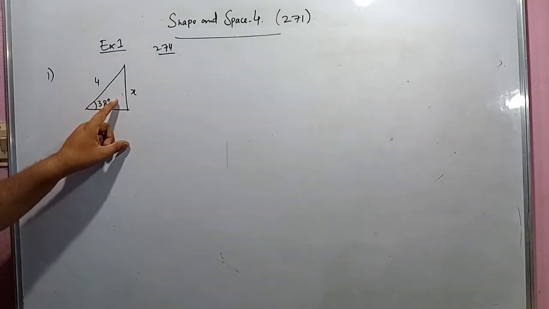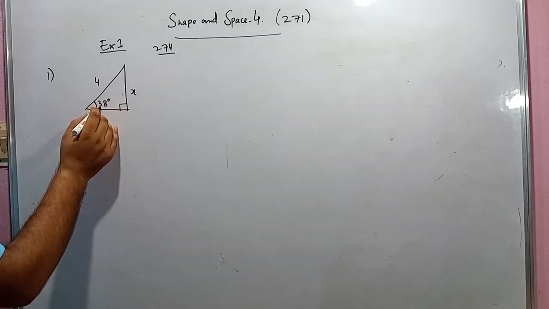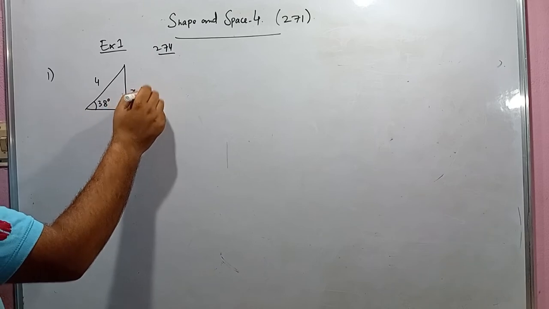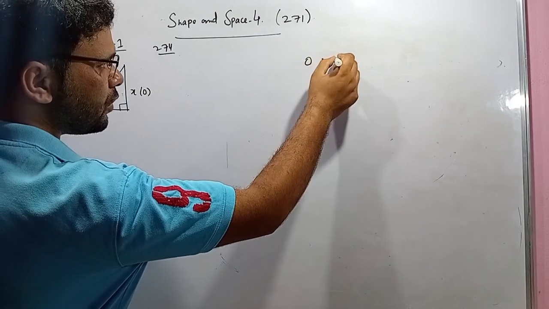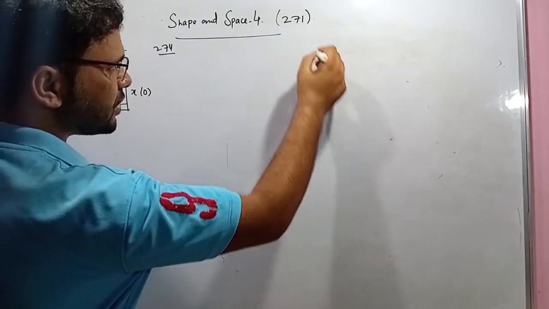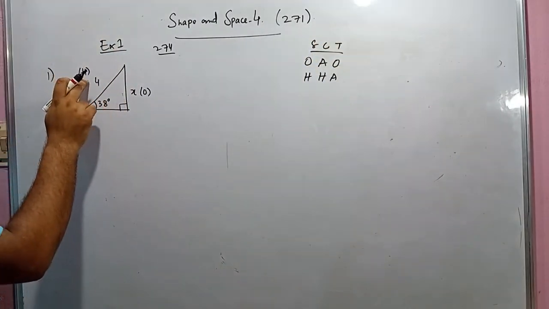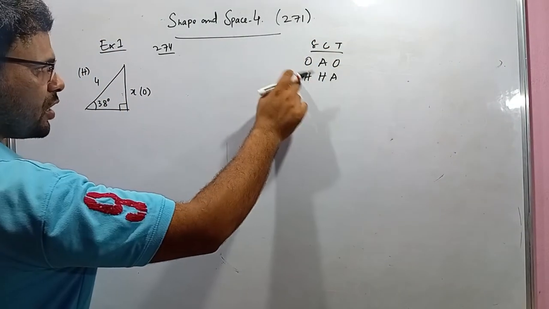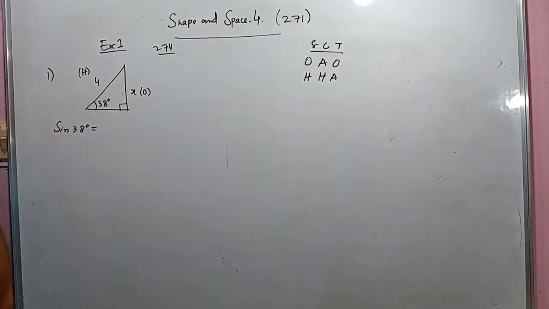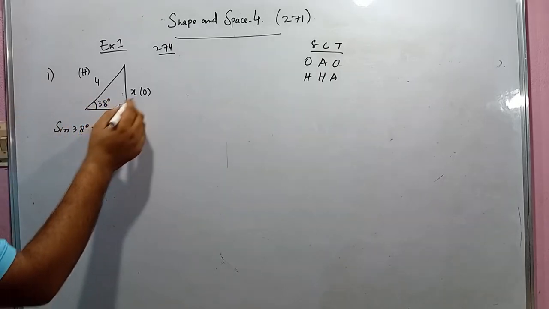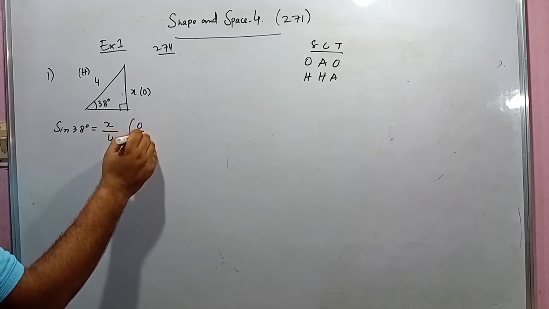Now see, this is a right-angled triangle. The angle is 38 degrees. You can see this side is opposite and this side is hypotenuse. And I told you to always write OAO, HHA. This is sine, this is cos, this is tan. Now you can see this is hypotenuse, this is opposite. Opposite over hypotenuse, so I can write sine 38 degrees is equal to, what is opposite? Opposite is x divided by 4, because I know it's opposite by hypotenuse.